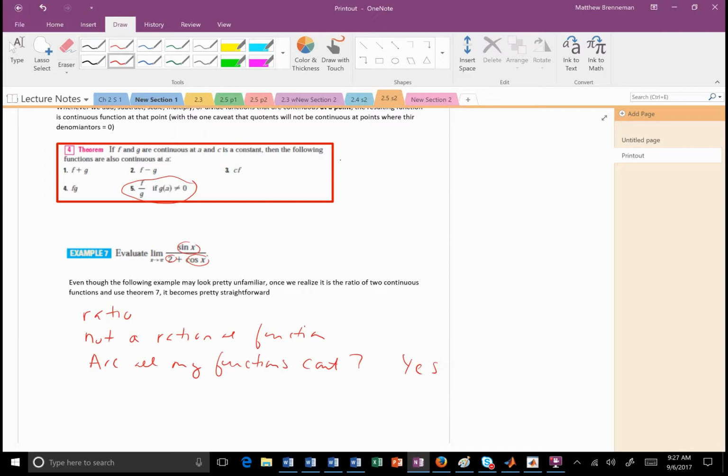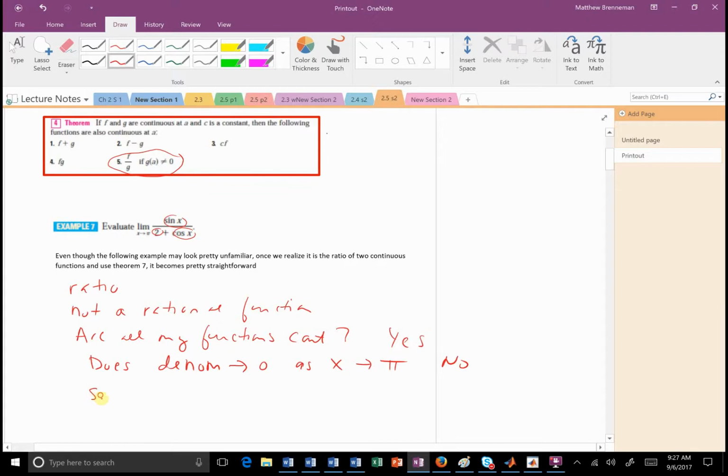Very good. Piece of cake, right? So we're going to be okay. So then we can just use this theorem. This theorem says that we have a ratio, everything's continuous, the denominator does not go to 0, so what do I do? Throw pi in. Just substitute. So does the denominator go to 0 as x goes to pi? No. So I just substitute x equal to pi. And that's it. And we're done.